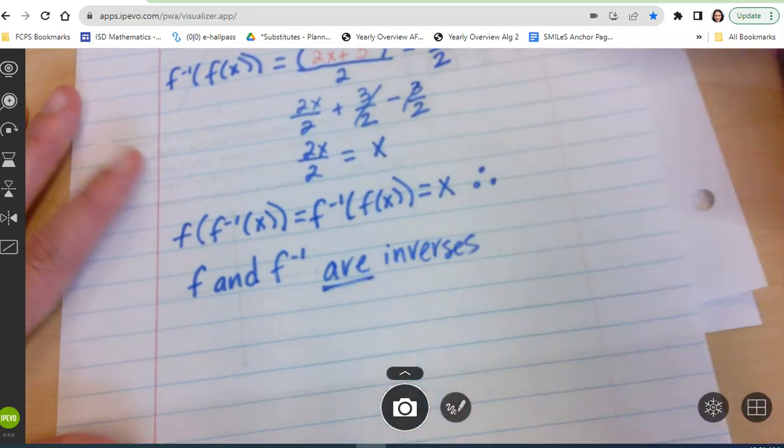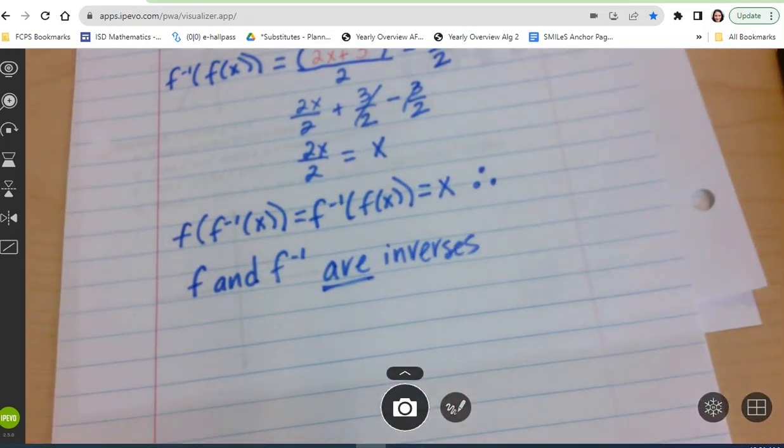Okay? Now, of course, we already found that they were inverses algebraically, but say we made a mistake. You know, everybody can make a mistake with their algebra. Now we have proven that we did it right, and they are inverses.